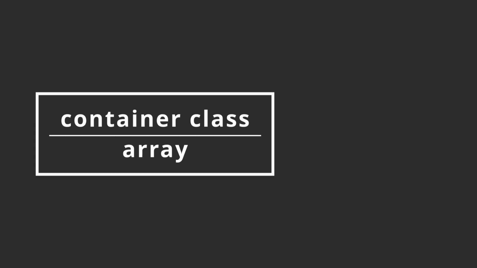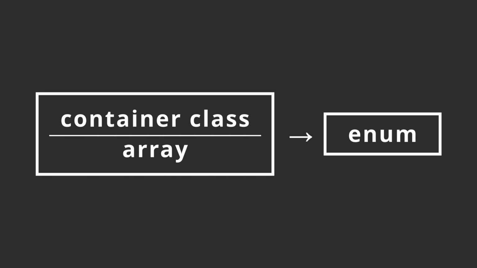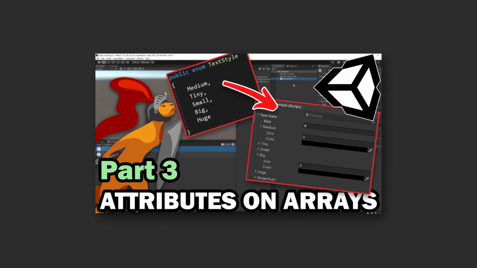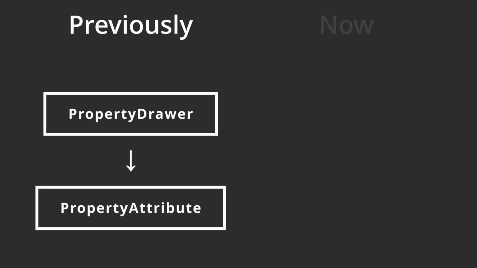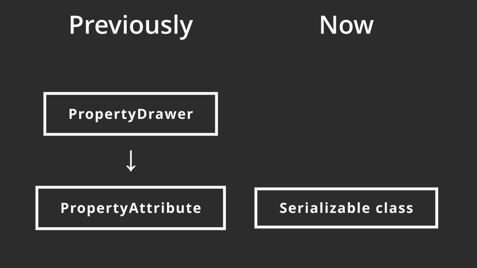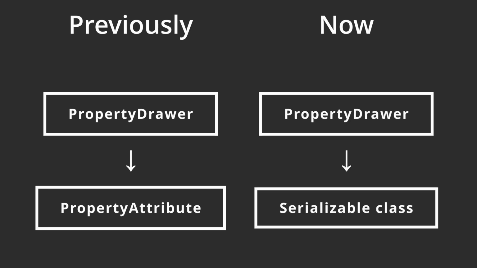We'll make a class that holds an array which maps to a specified enum. If you watched the last video in the editor scripting series, we're attempting to solve the same problem but in a new and better way. We're still making property drawers, but in the previous videos we made property attributes that we then made property drawers for. Now we're making a regular serializable class which we then make a property drawer for. You'll see that this process is very similar, and one could even argue that it's simpler and more direct.